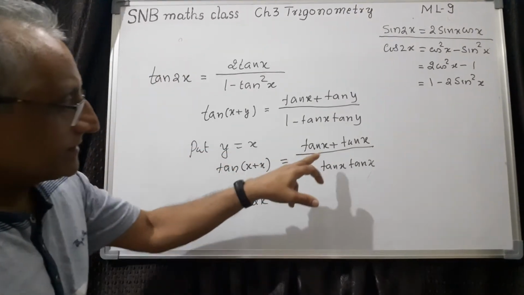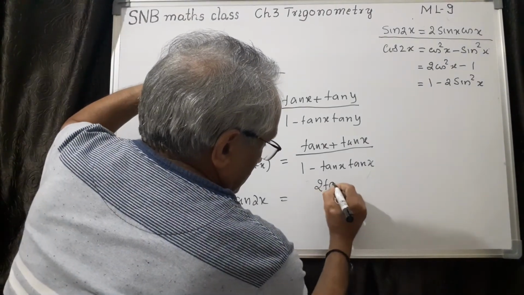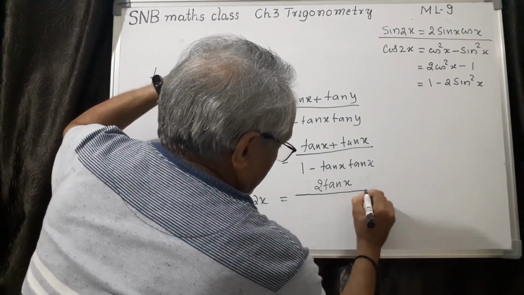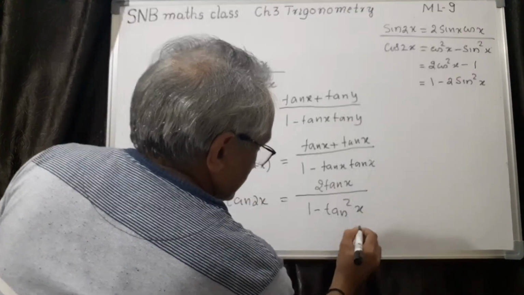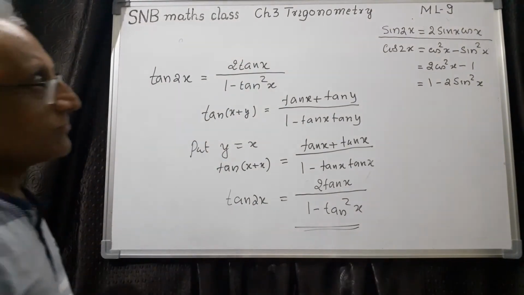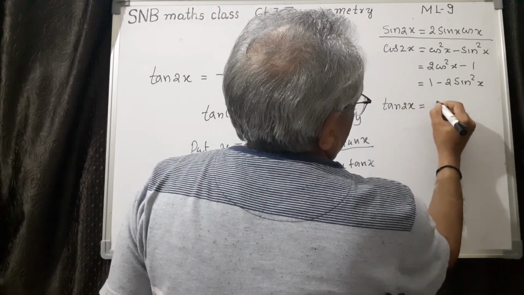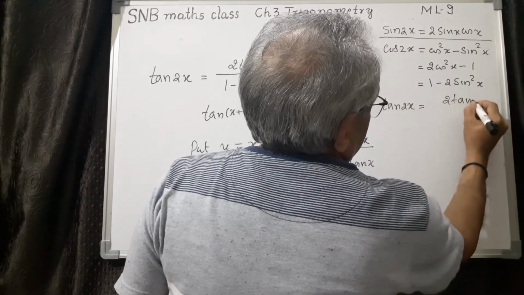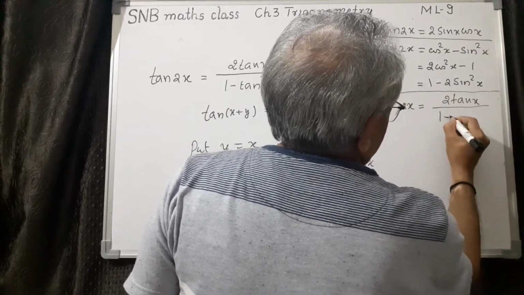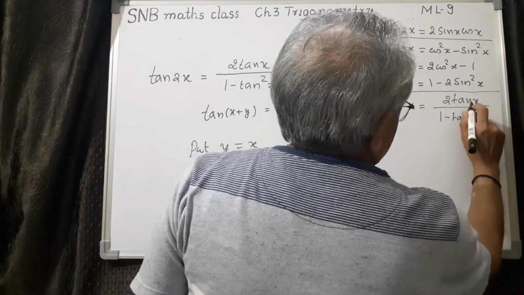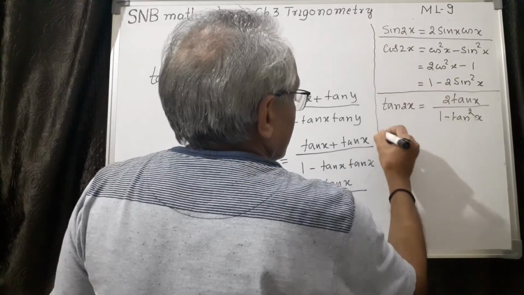Now what is the right hand side? Tan x plus tan x, you get 2 tan x divided by 1 minus tan square x. So this is the formula: tan 2x equal to 2 tan x divided by 1 minus tan square x. So these are the 3 multiple angle formulas.